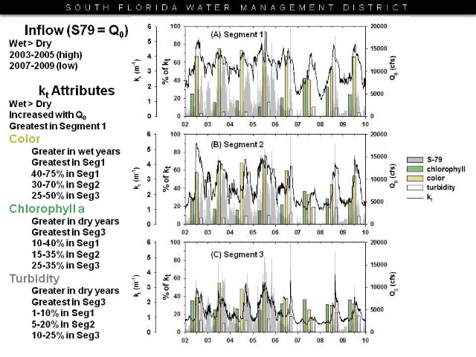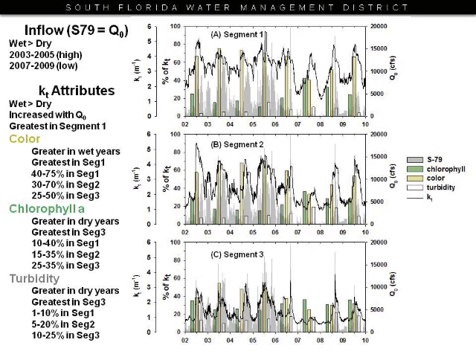So to summarize this one, inflow, of course, is much greater in the wet period than the dry. 2003 to 2005 was high, 2007 to 2009 more of a drought stage. Total light attenuation is higher in wet season than dry, increases with freshwater inflow and is greatest in segment 1. It's the overall highest values from the black line and top end. Color is greater in wet years, greatest in segment 1.